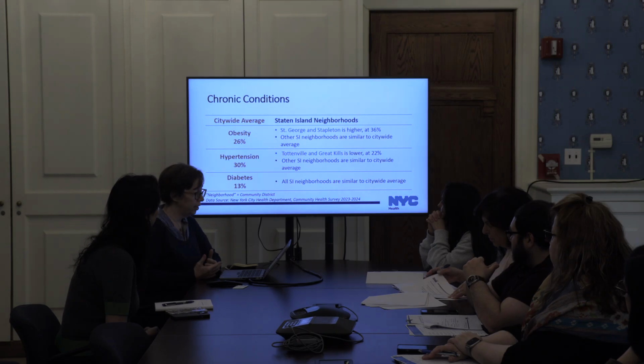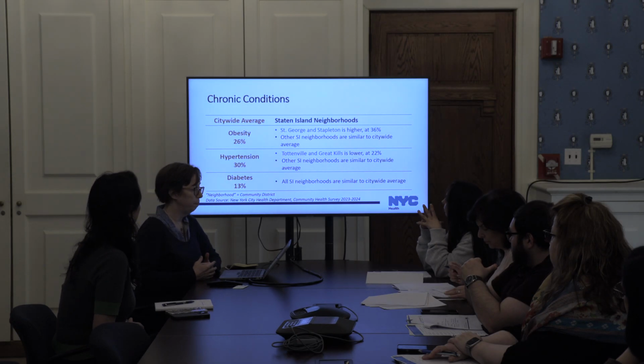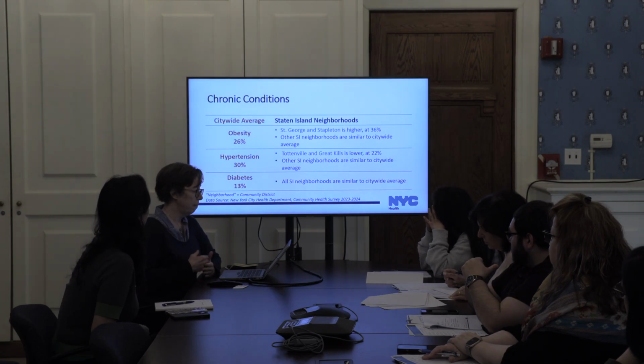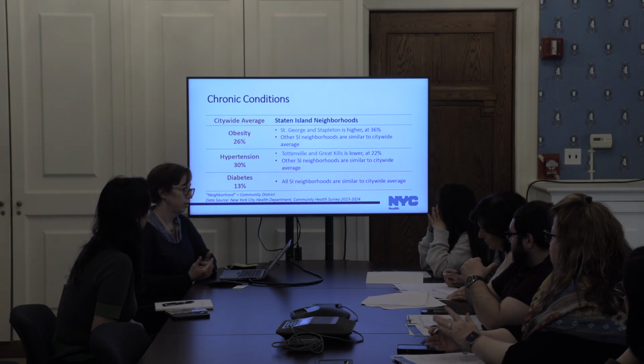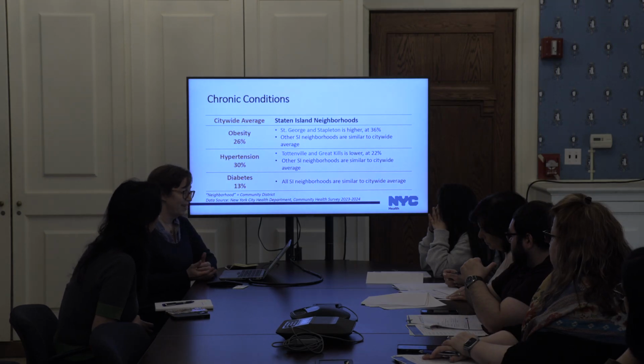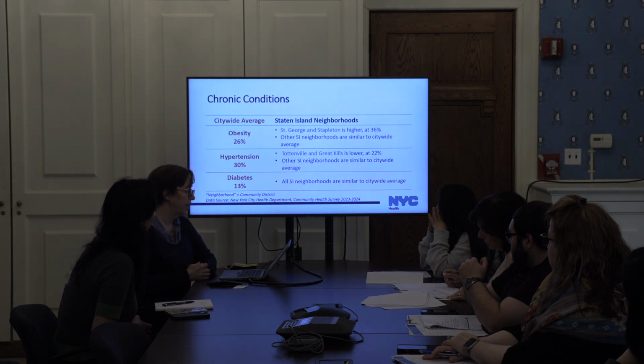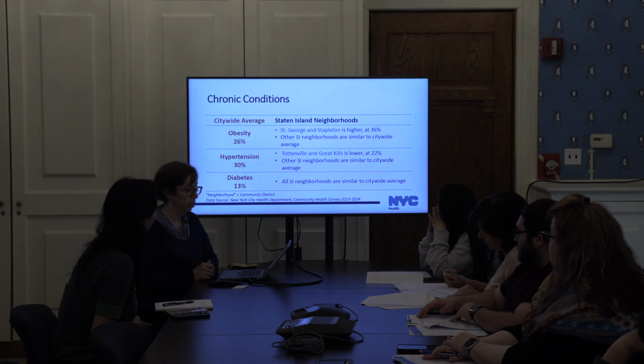As far as chronic conditions, of course, they can point to the health of a community. Obesity, hypertension, diabetes. So St. George and Stapleton is higher than the citywide rate, 36% of adults are obese compared to 26%. Tocqueville and Great Hills is lower than the citywide rate for hypertension, 22% compared to 30% citywide average. And as far as diabetes goes, all neighborhoods are similar to the citywide average.